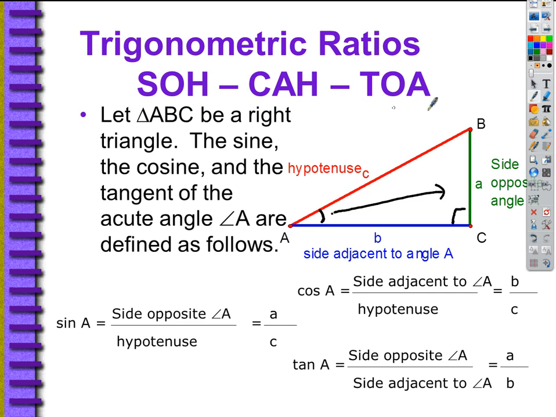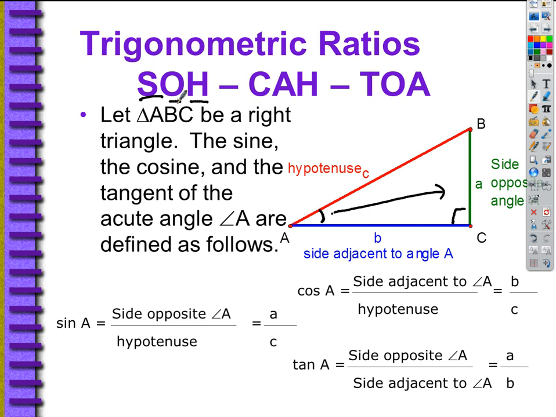SOH-CAH-TOA. Okay, you'll never forget that. You'll use that a ton from now on in math. SOH-CAH-TOA says it all. That summarizes everything we're doing today. What that says is the sine of an angle, so in this case the sine of angle A, equals the ratio of the length of the opposite side divided by the hypotenuse, right? And so it always starts off with, what's the trig function? The first letter represents the trig function, and those are going to be sine, cosine, and tangent.